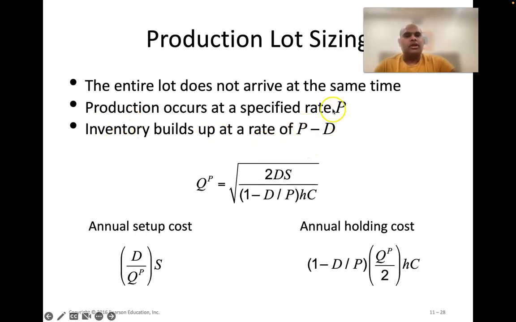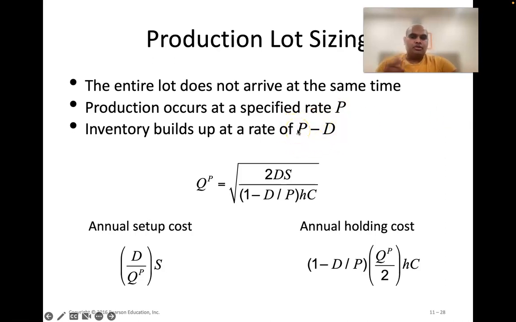Why is that? Because if P is the number of units you produce per, let's say, per day, you can produce 100 items, and demand per day averages out to be 50 items, then inventory builds up at a rate of 50, because you're making 100, you're selling 50, you'll end up with 50. So that's the rate of P minus D.